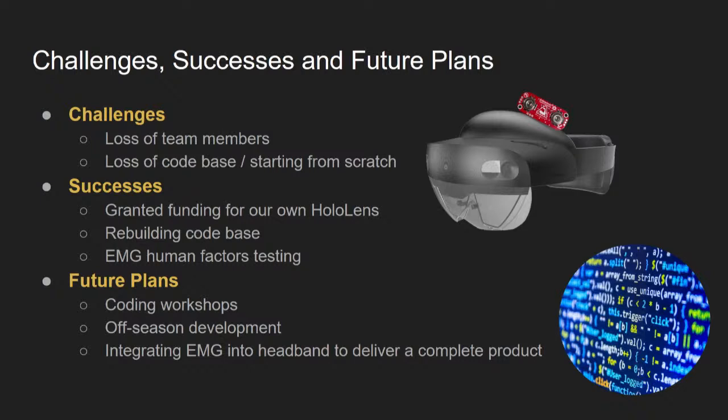We had some really big successes this year, one of which being we were able to get funding to purchase our own HoloLens so that in coming years we'll be able to use that and start development much sooner than we were able to this year, as well as rebuilding a significant portion of our code base when we lost it, and then getting to human factors testing with our EMG. Our EMG has been something we've worked on in the past, but never been able to do human factors testing with before. So we've really gotten some good data from that and feel like we're heading in a great direction with that technology.